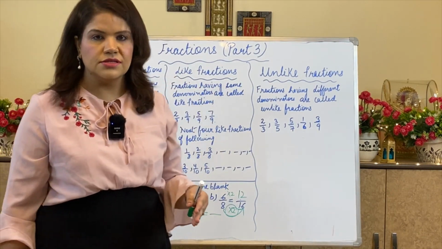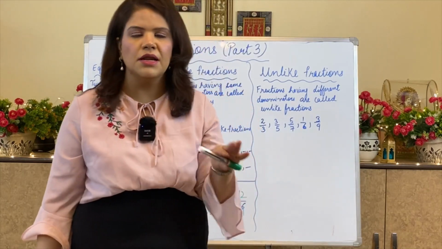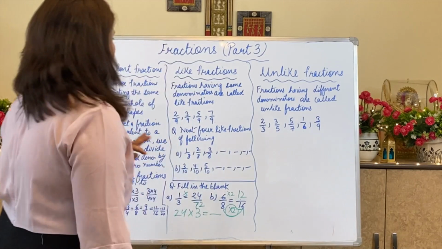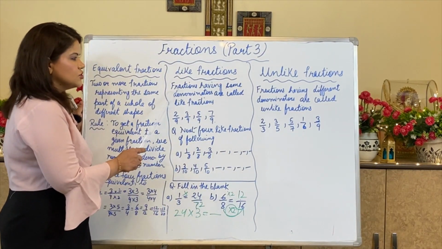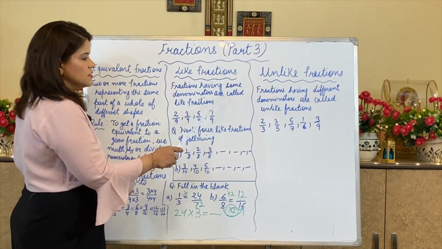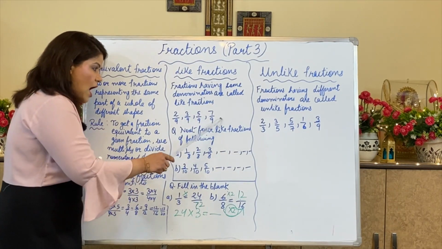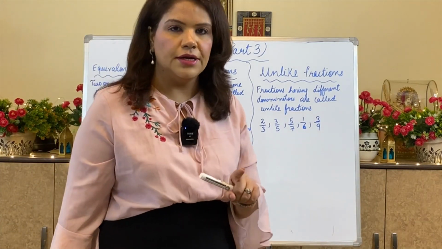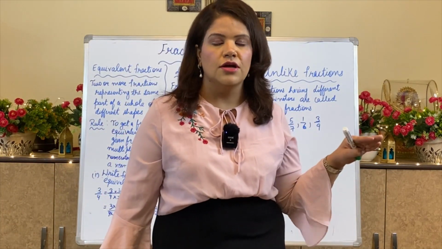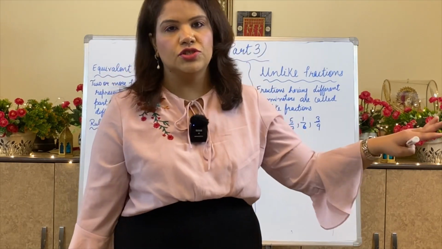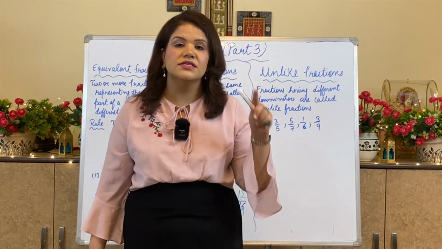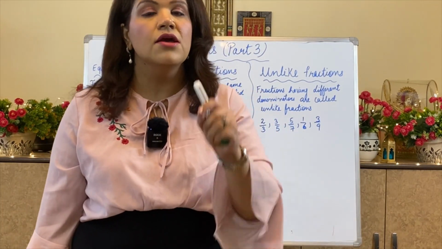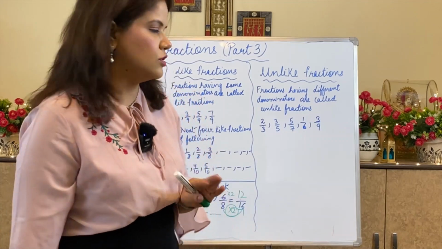As the name suggests, like fractions means there is something similar in them. How will I identify that similar thing? Fractions having the same denominators are called like fractions. They have the same denominator. I am not talking about the numerator. The numerator is different. All the fractions which have been given to us will have the same denominator. That means their denominator will remain the same throughout in like fractions.